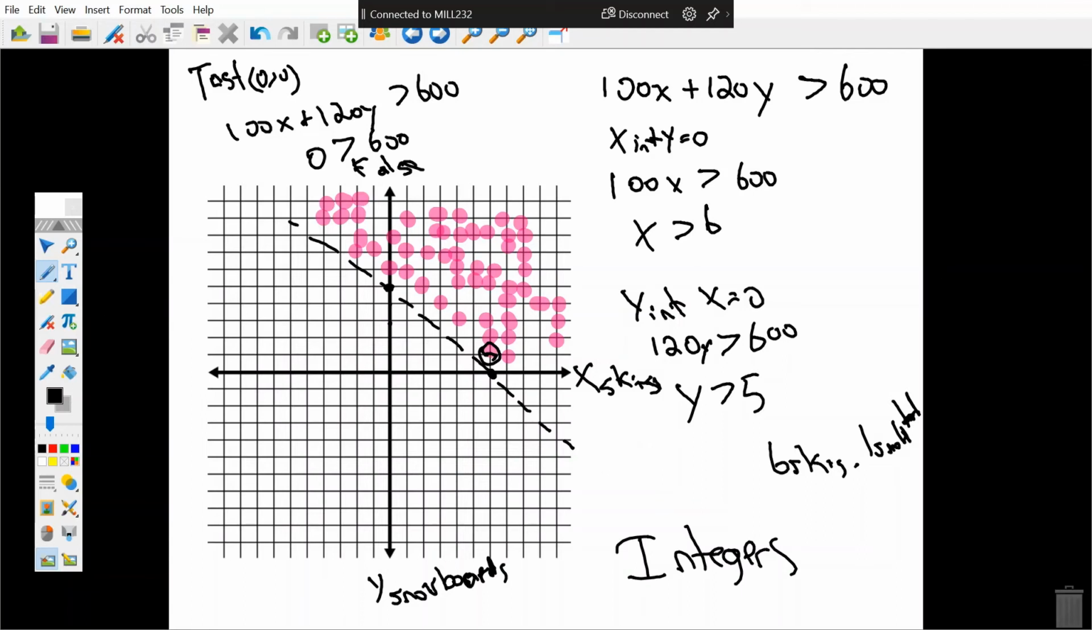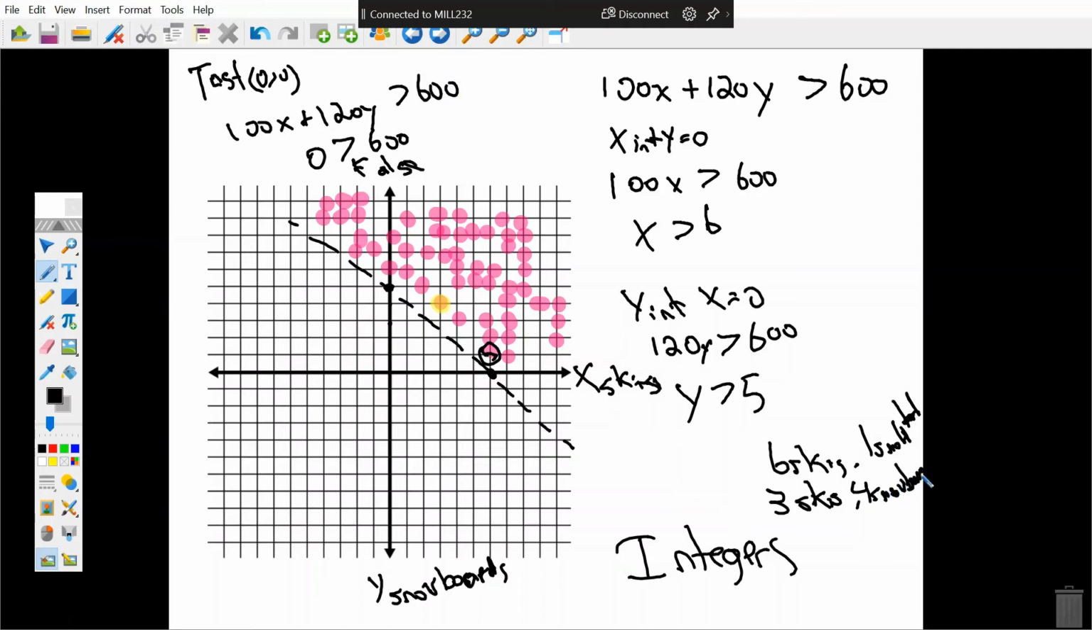Or maybe, let's just pick a dot, like I'll use a different color here. What are the skis and snowboards for this one? Well, that's 1, 2, 3 skis and 1, 2, 3, 4 snowboards. He could also sell 3 skis and 4 snowboards.